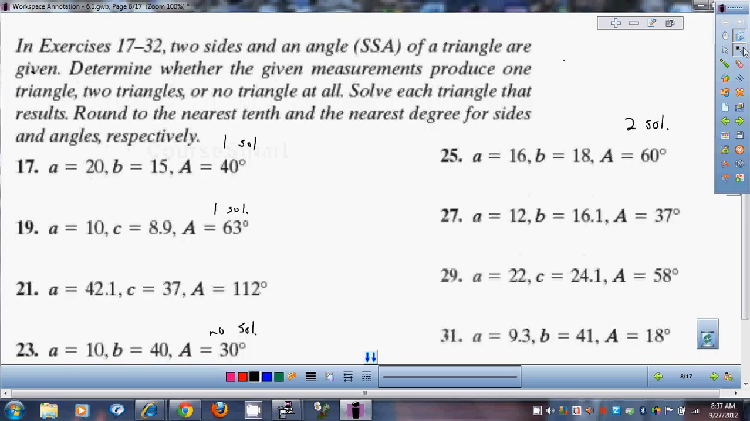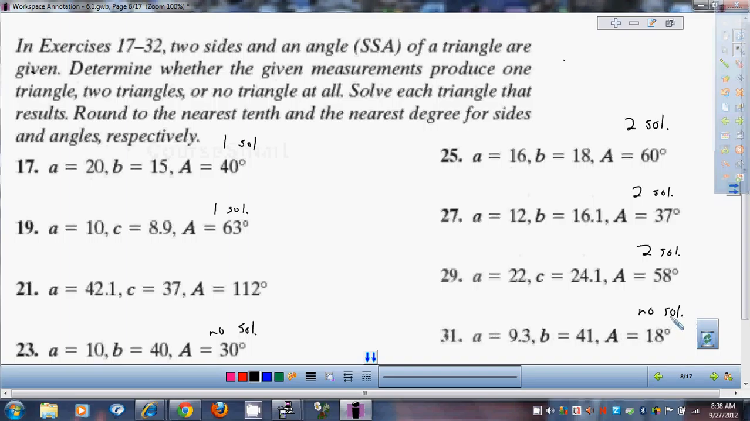27, what did we get? 2 solutions? Anybody get something different that they'd like us to take a look at? I don't know the answers to these, so I'm taking your word for it. So if you got something different, don't think you may be right. No? 29, what did we get? 2 solutions again? 31. No solution. Awesome.